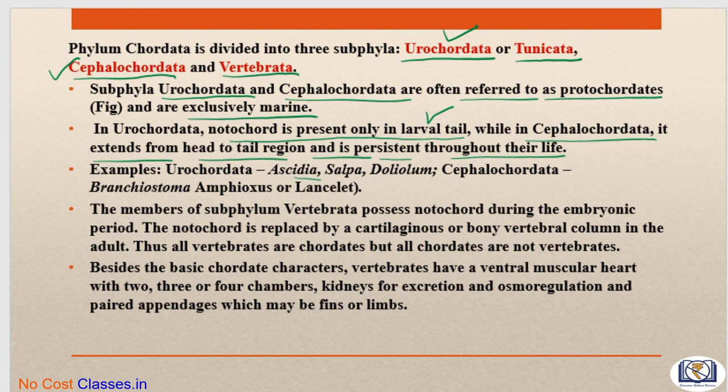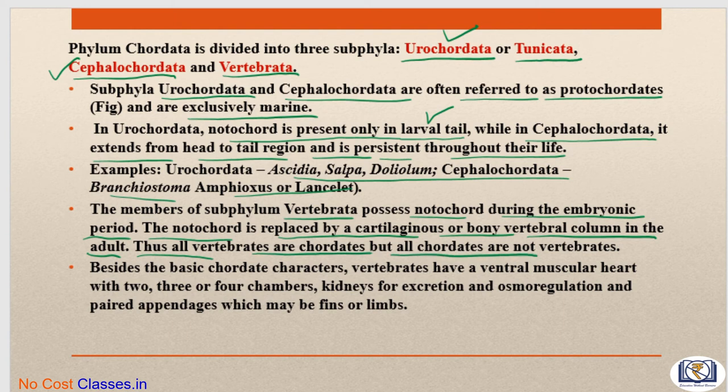Now we have a few examples here. You have to understand the examples, so you have to learn the examples, right? Now the members of subphylum Vertebrata, they possess the notochord during the embryonic period. Notochord is replaced by a cartilaginous or bony vertebral column in adults. You know this as well? All the vertebrates are chordates, but all the chordates are not vertebrates. Important statement. Now you can explain this.